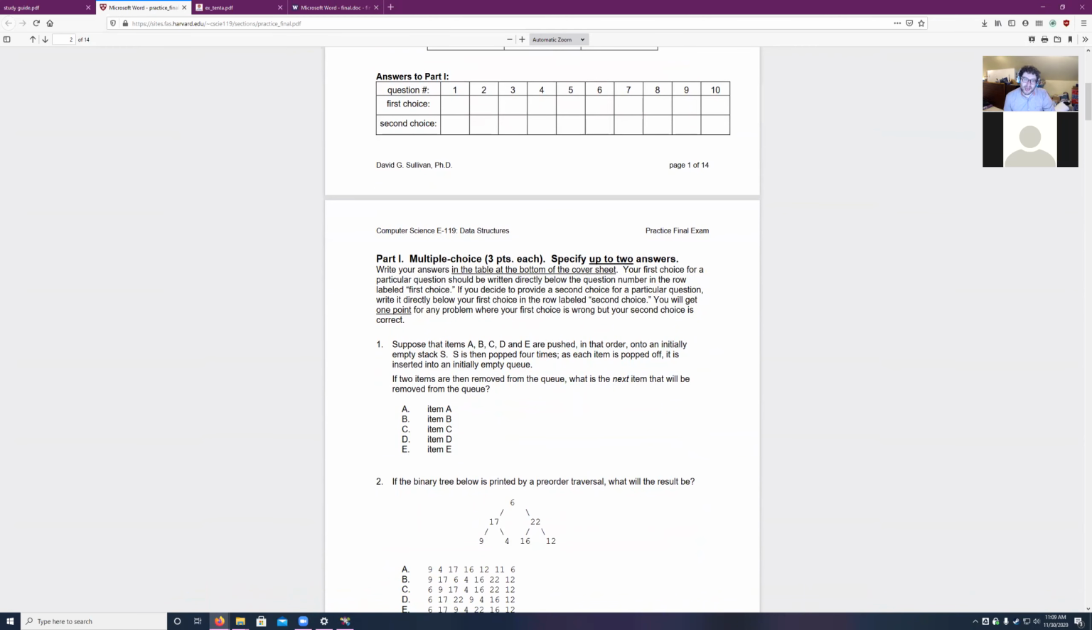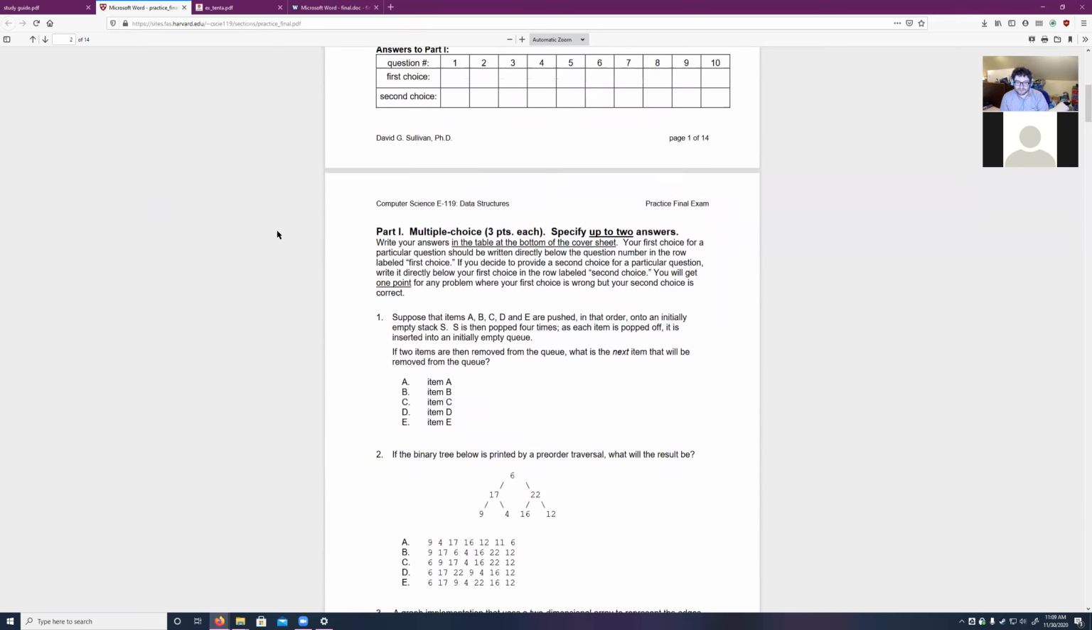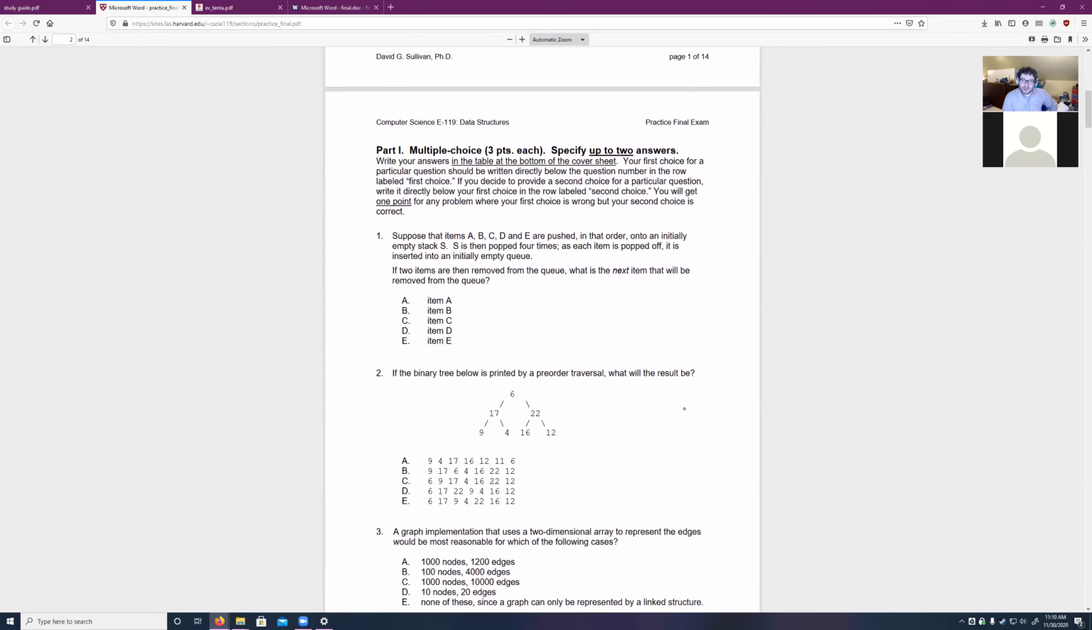Suppose we have items A, B, C, D, and E pushed in that order onto an initially empty stack. There we go. That should be able to work. Then S is popped 4 times. As each item is popped off, it is inserted into an initially empty queue.